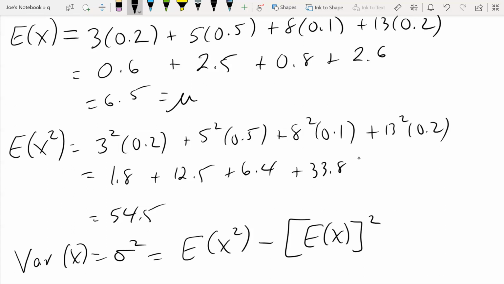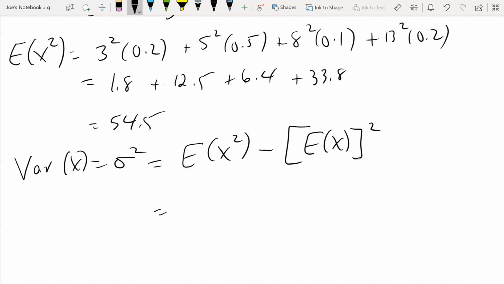Okay? All right. So for this one, then you get 54.5 minus 6.5 squared. Anybody type that in? Thank you. Cool. That's how you calculate variance. It's a matter of memorizing that formula. This one right here. Yeah, you don't need to know the theorem. We're going to do an example using the theorem here in a minute. Yes?